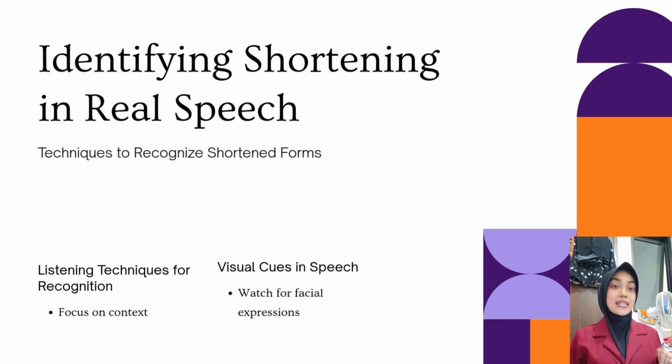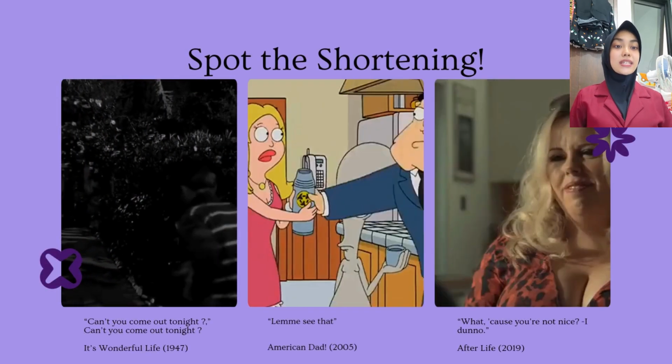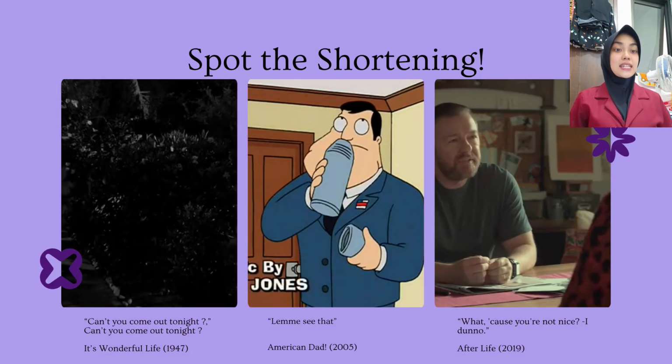The next slide is identifying shortening in real speech. There are techniques to recognize shortened forms, so listening techniques for recognition. First, focus on context. And the second one is visual cues in speech: watch for facial expressions. Okay, so we move to the shortening examples. Here, there are three example dialogues from films.